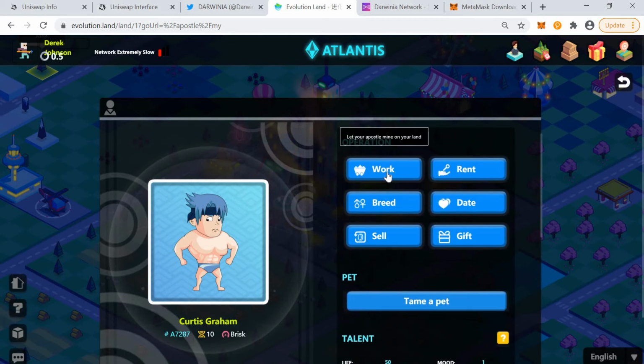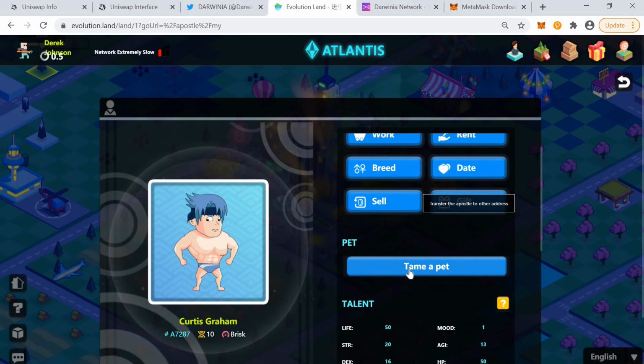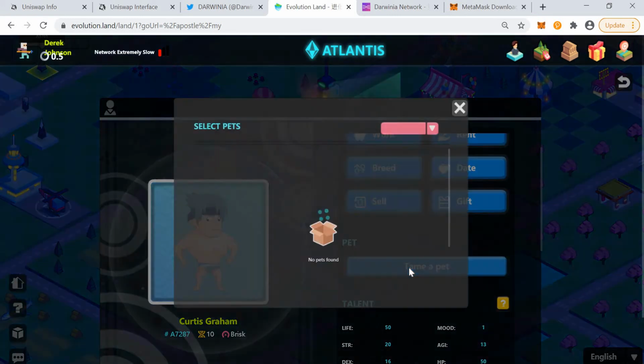So anyways, you can see you can do different things. You can work, you can rent them out, you can breed them, you can sire them to others to create and breed other apostles. You can sell them and you can give them away, of course. And then there's another aspect. You could tame a pet.